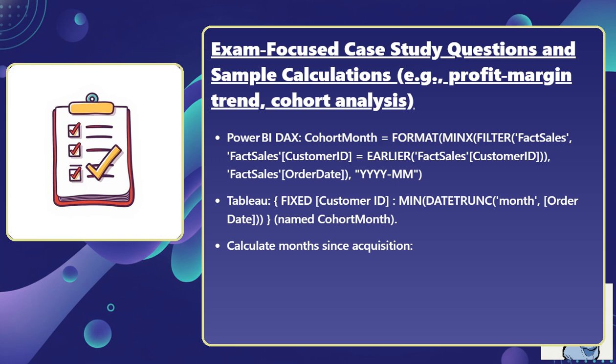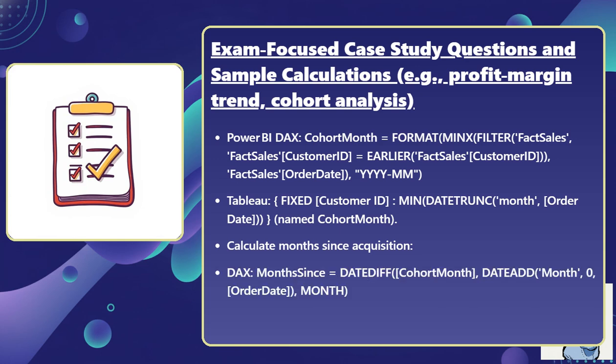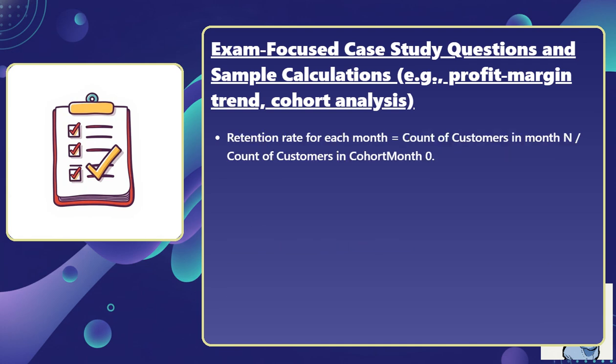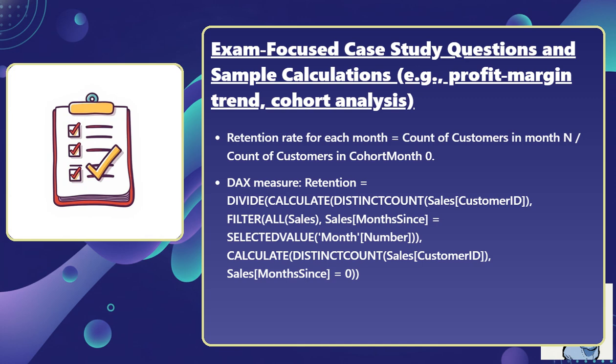Calculate months since acquisition. DAX: months since equals date difference between cohort month and date add month 0 order date month. Tableau: date difference month cohort month order date. Retention rate for each month equals count of customers in month n divided by count of customers in cohort month 0. DAX measure: retention equals divide calculate distinct count of sales customer ID, filter all sales where sales months since equals selected value month number, calculate distinct count of sales customer ID where sales months since equals 0.